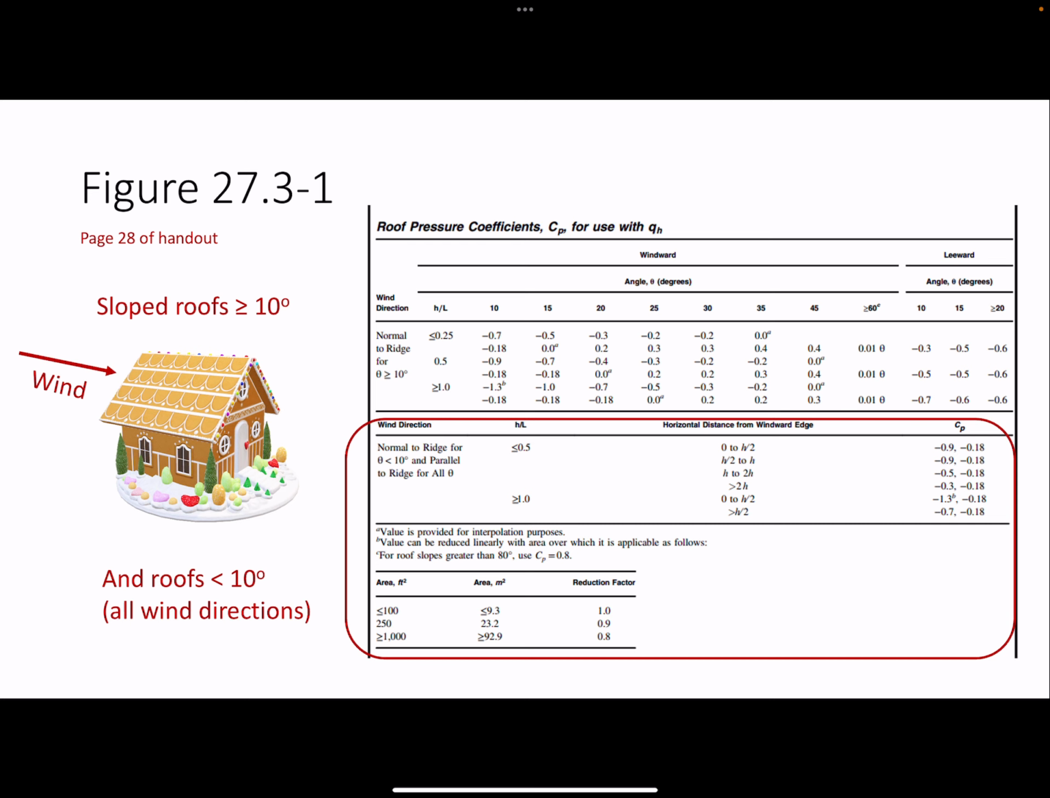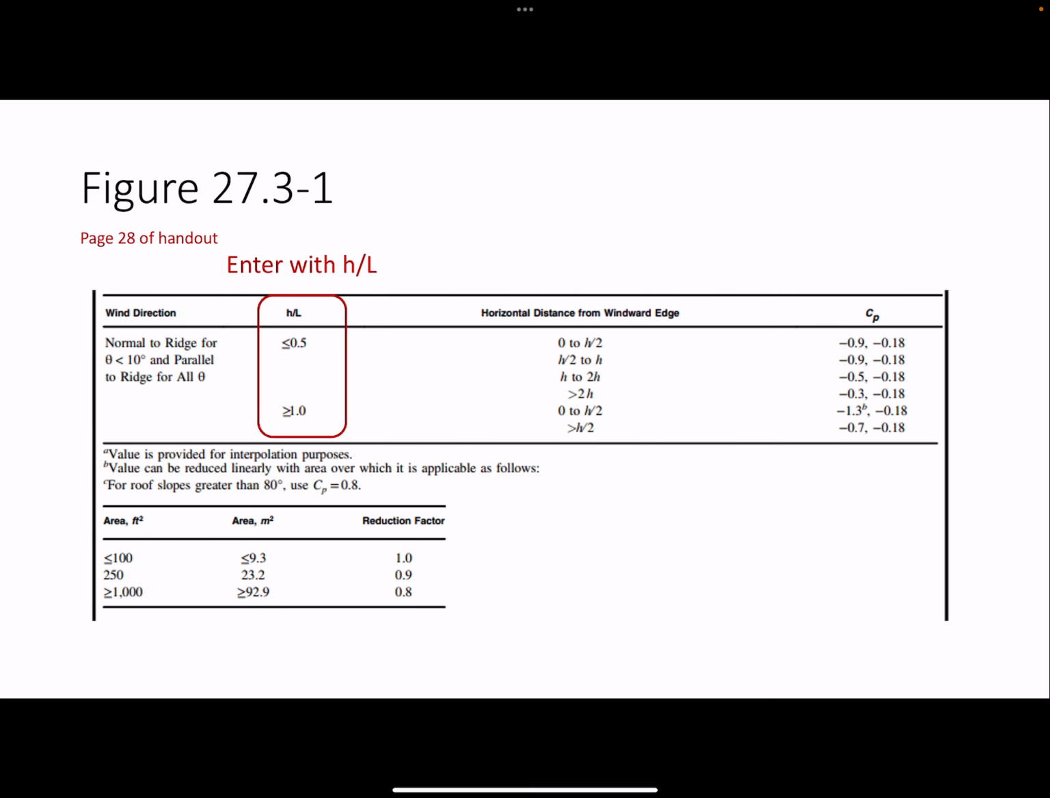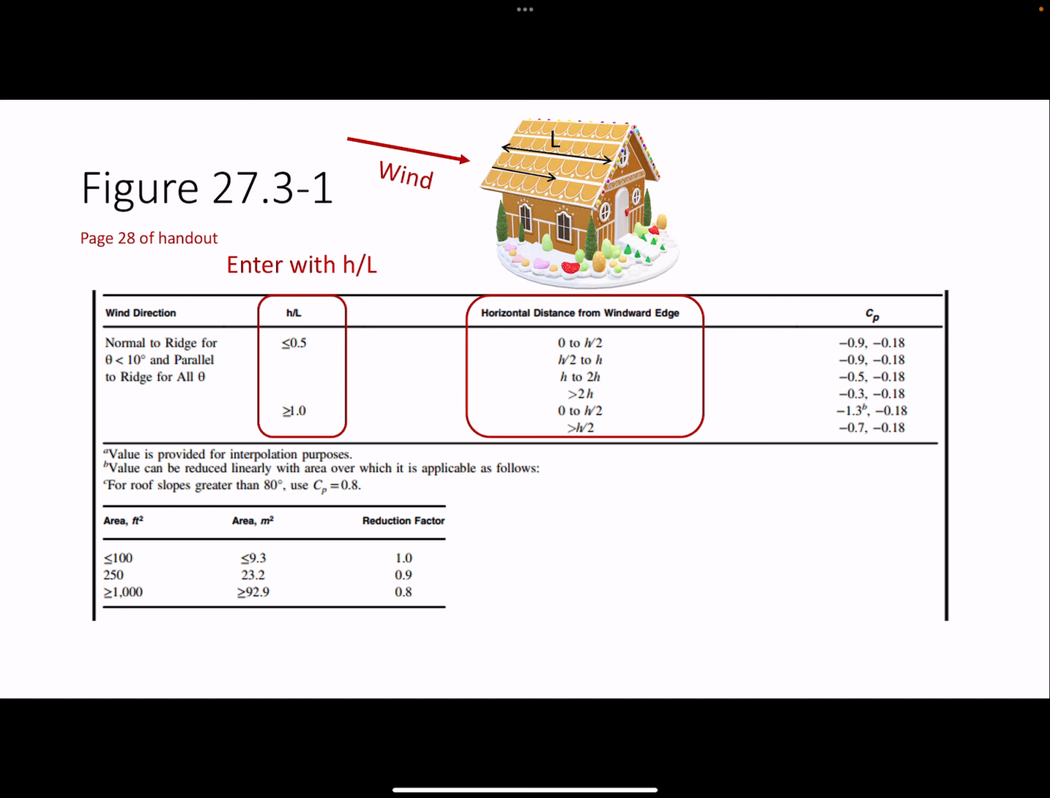One other thing to point out in this table. All right, so one thing to note, there's two CP values. One of them is just negative 0.18. That's something that you don't have to worry about in this class. Technically, it's something that you should consider, and you should compare the results of both values, and use the worst case scenario. But it's unlikely that that lower magnitude will govern. It can happen in cases if you have a really high internal pressure, then it could govern your net pressure. But in this class, we're not going to worry about that.